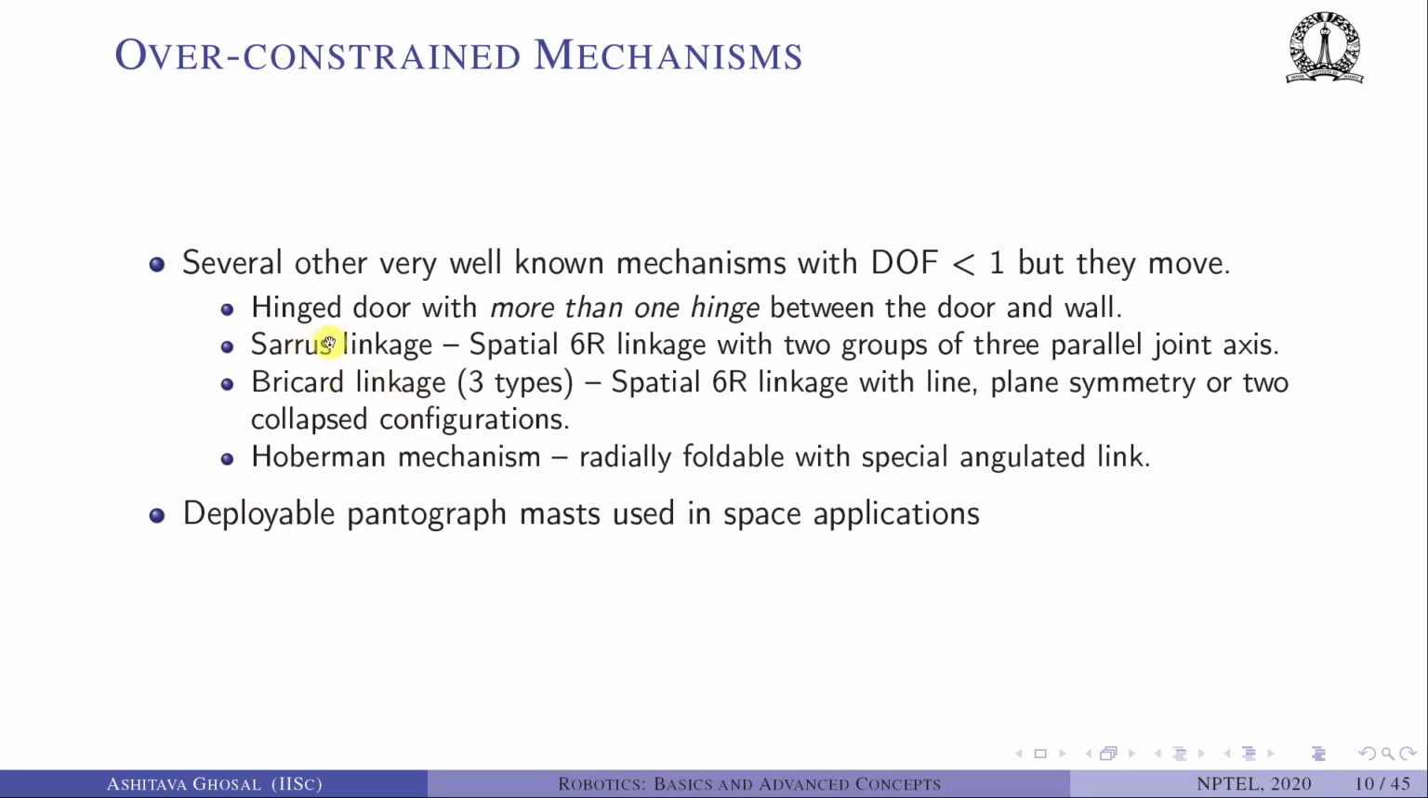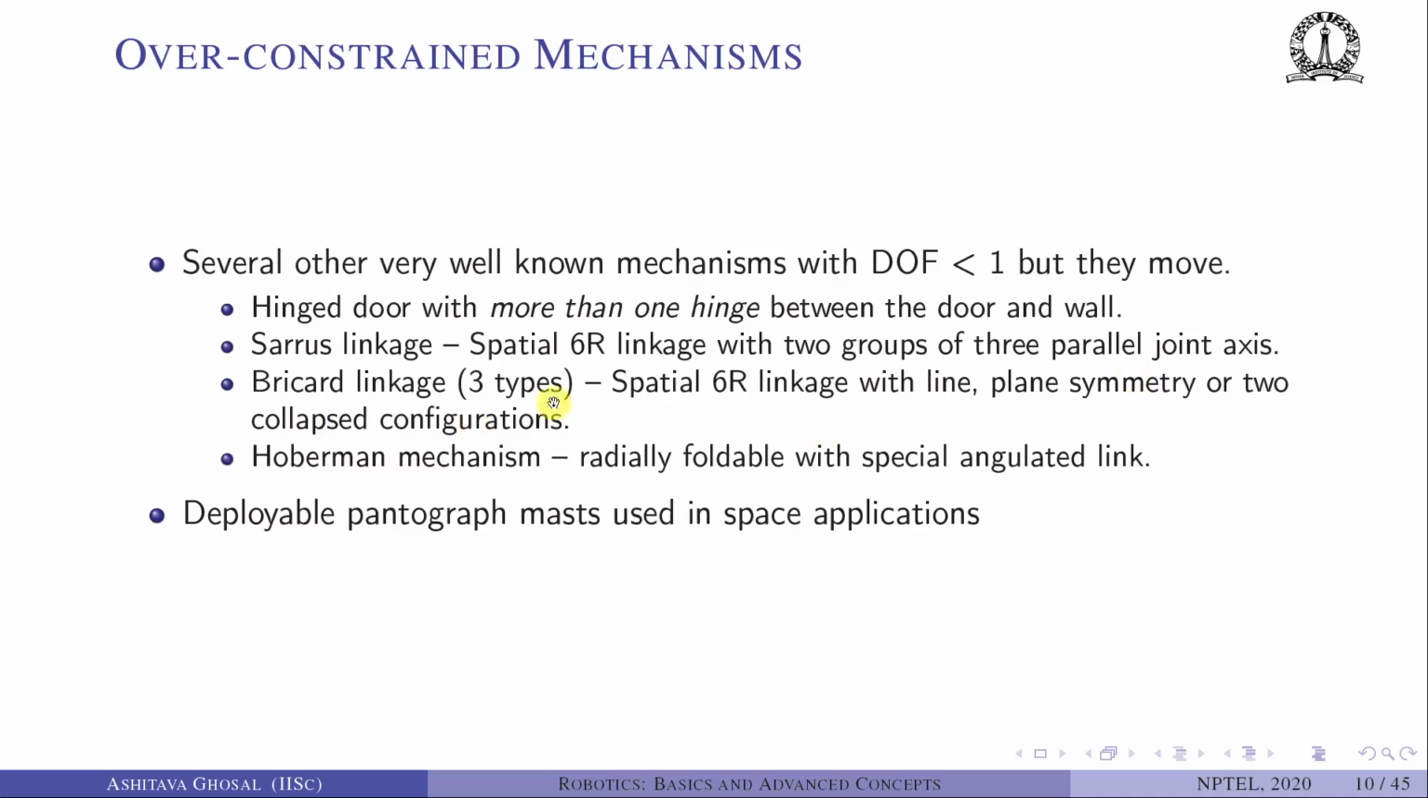There is also a very famous linkage called Sarrus linkage. This is a spatial 6R linkage, and it moves only because there are two groups of 3 parallel joint axes. Okay, so it does very interesting motion. Okay, some linear motion of some point, although the input is rotary.